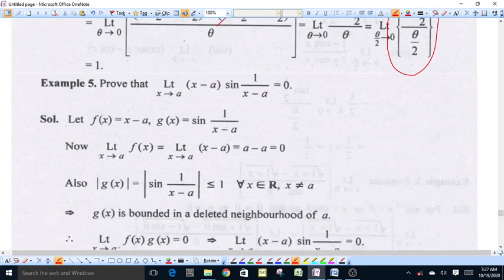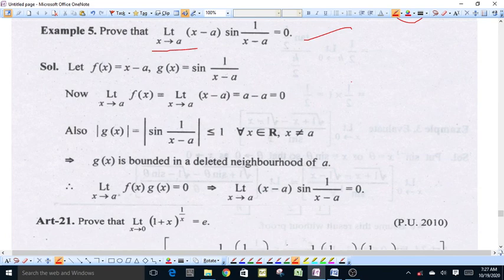Now, see this example. We have to prove that the limit of the function (x minus a) sin(1 by x minus a) as x approaches a is equal to 0. Here we have f(x) equal to x minus a, and suppose g(x) is equal to sine of 1 by x minus a. Now, the limit of f(x) as x approaches a comes out to be a minus a, because as we put x equal to a, the limit of this function comes out to be a minus a, which is equal to 0.